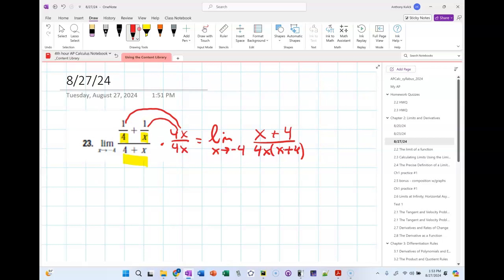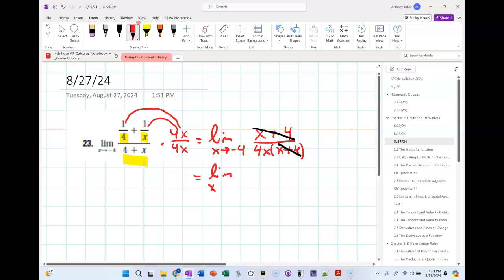So far, so good. What do you notice I can do now? Yeah, we can reduce those. So we'll say this equals the limit as x approaches -4 of 1/4x. And now we can just direct substitute. And we have -1/60.